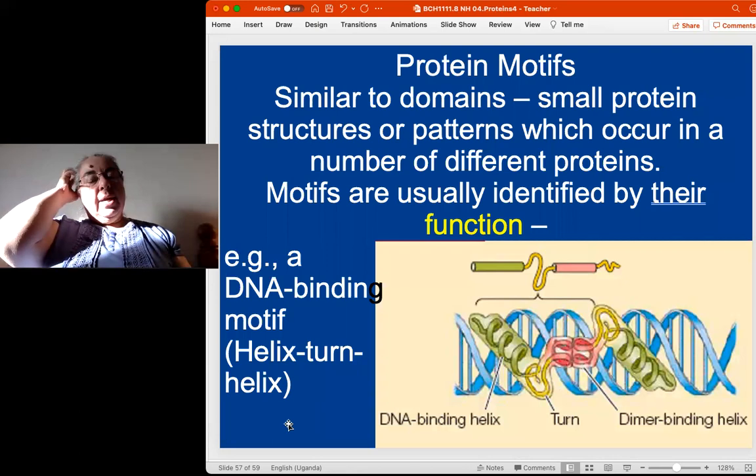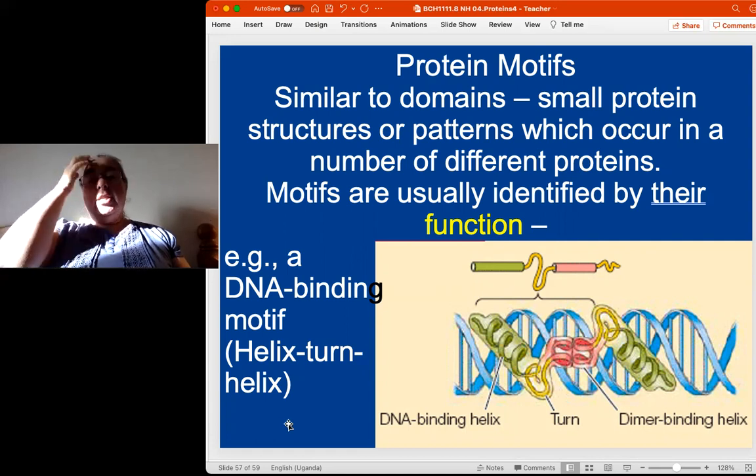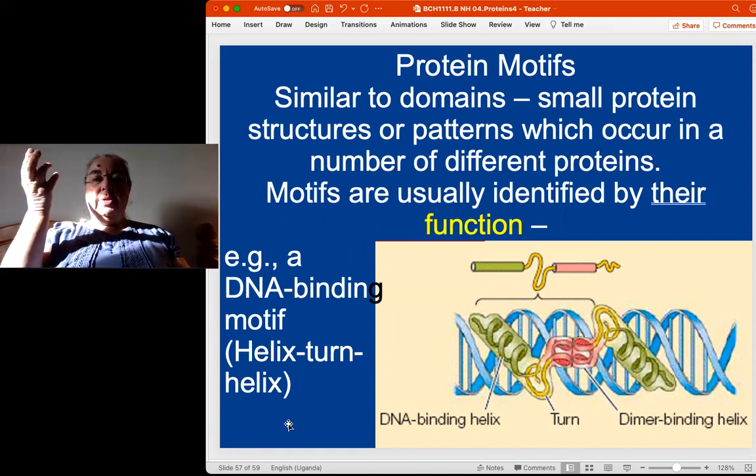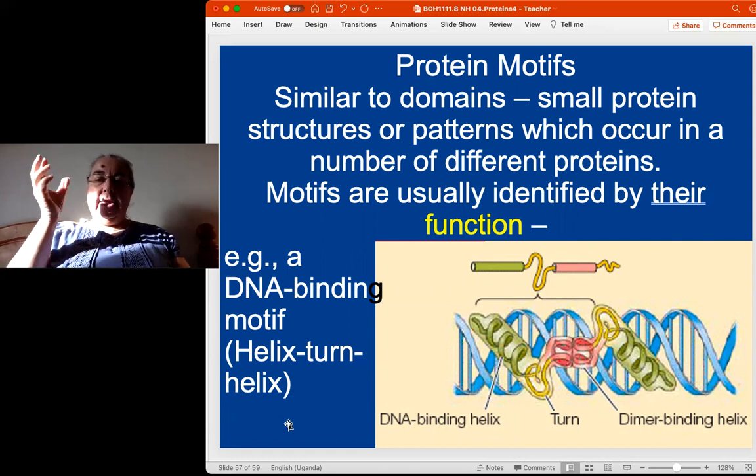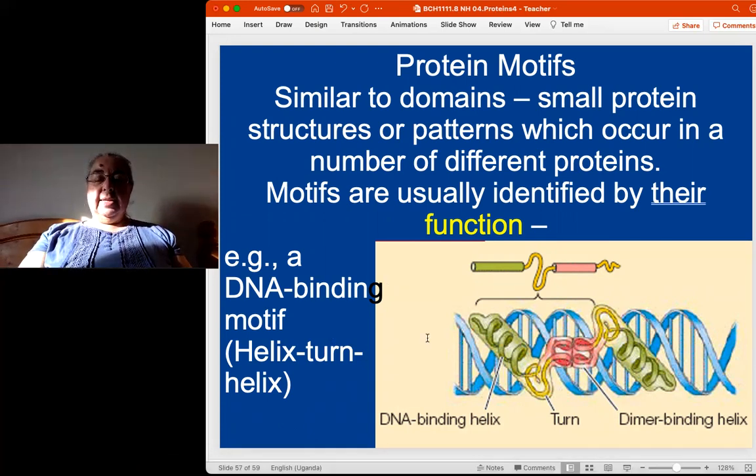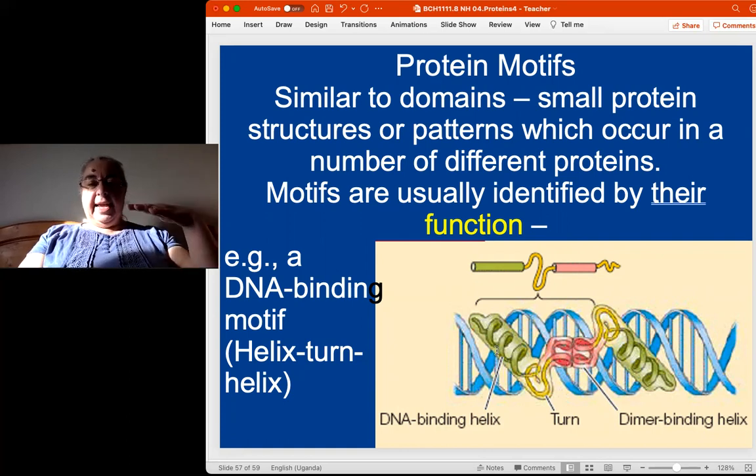And another similar word that you might come across is a motif. This is something that's similar to a domain, but it's not usually a separate part of a protein in the same way that a domain is. It's a pattern, a structure that's found in many different proteins which allow them to carry out a similar function. So the example I've taken here is again DNA binding, but this is a DNA binding motif, which is called a helix turn helix motif. And it's a protein that has just the right shape to bind to DNA by fitting into the side of the DNA molecule. We'll talk about that more in a few weeks' time when we look at nucleic acids.